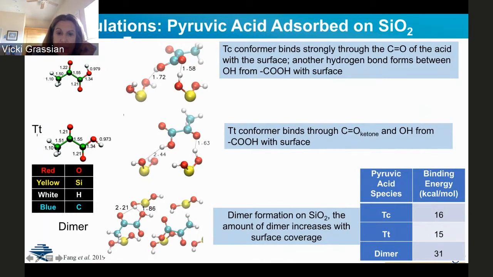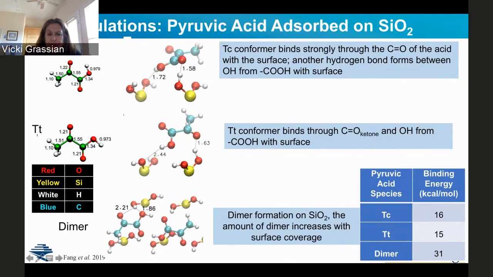Here we have another structure where we see C double bond O interacting with the surface SiOH groups, and then we see the carboxylic acid group interacting with the oxygen of the SiOH. One other interesting thing that we saw was that the dimer was pretty stable on the surface, and we have evidence of that also in the infrared spectrum when we start to deconvolute that very intense C double bond O stretch. So we see we have the dimer.